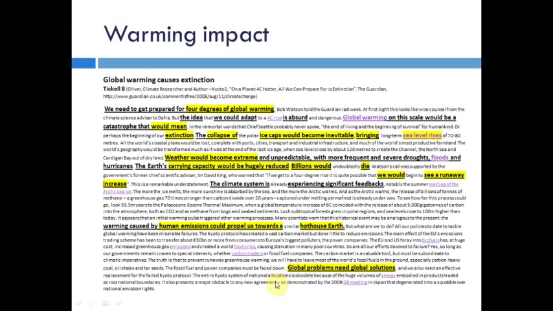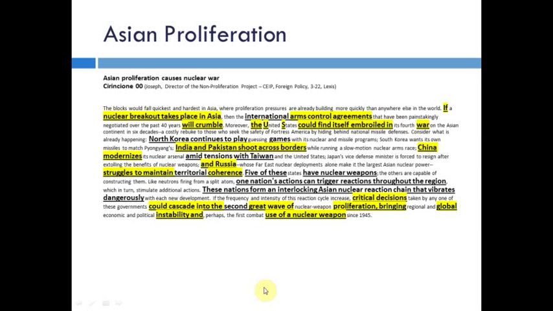So here's the Tickle card. I love how his name's called Tickle, which is my impact. Okay, global warming caused extinction. Also, if you want to practice spreading, maybe practice speed reading these. Okay, so here's the first one, Asian proliferation. So Asian proliferation causes nuclear war. And then I don't know how to say this, Siricone. I'm the worst at pronouncing names at debates, seriously. So read this, do the activity.